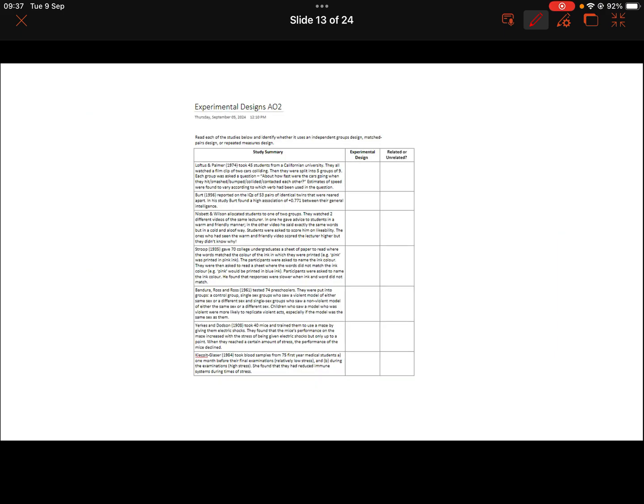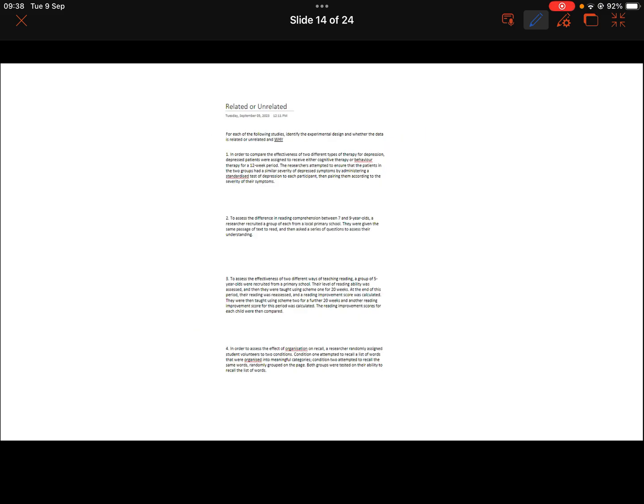So that's fine, you guys can head off then, and you can complete the 2 activities here. I'd like you to read through these scenarios and identify the experimental design out of independent groups, matched pairs, or repeated measures design. And then, based on that, is it related or unrelated? Then I'd like you to carry on and do the PPQs here.